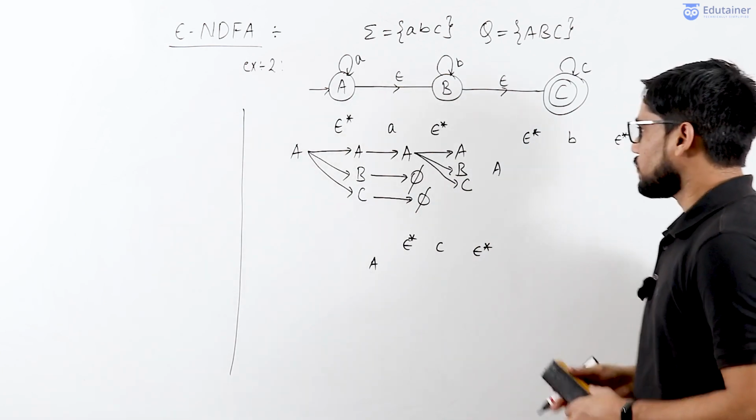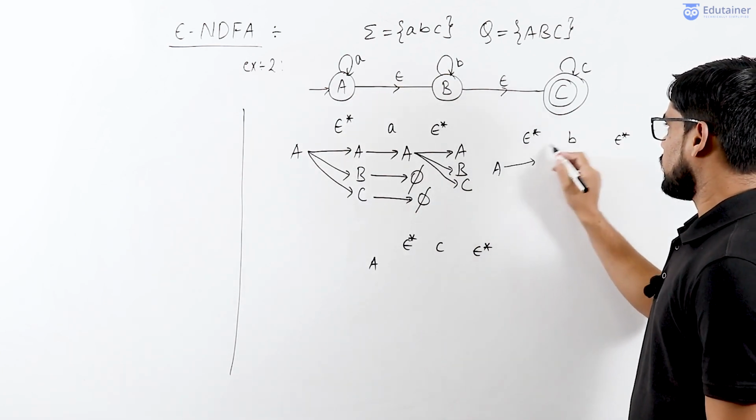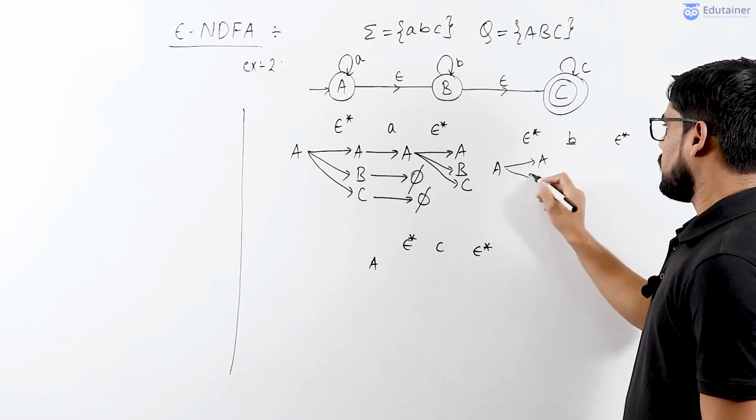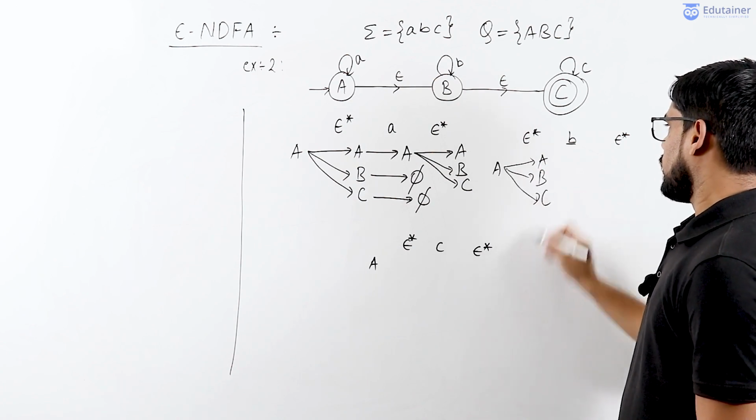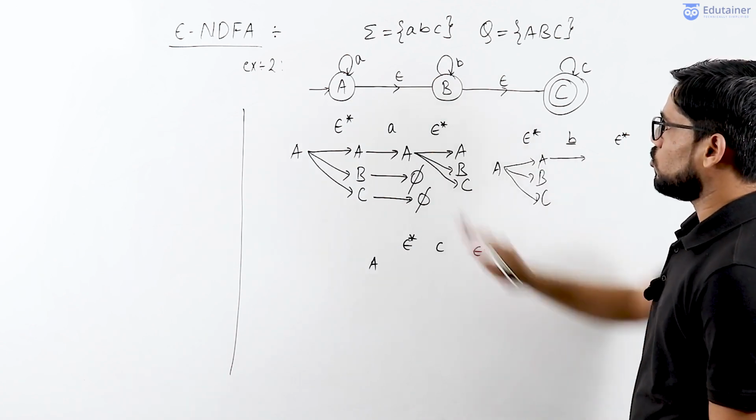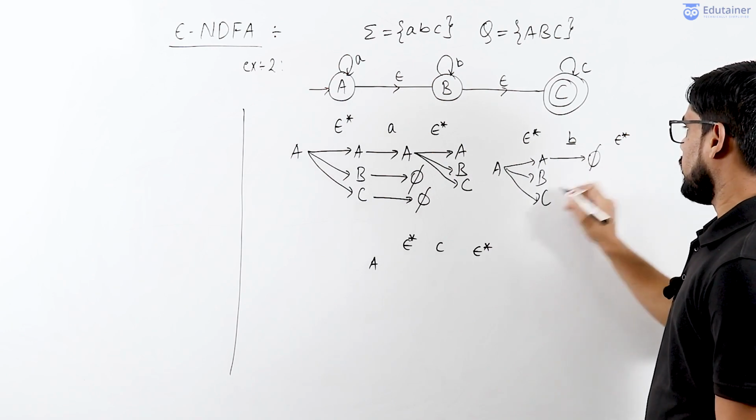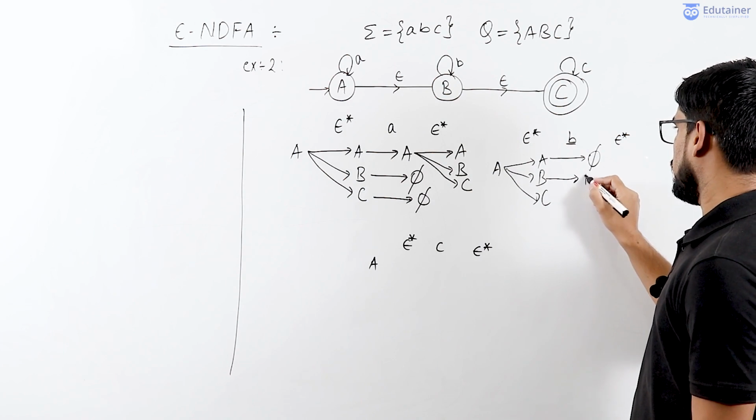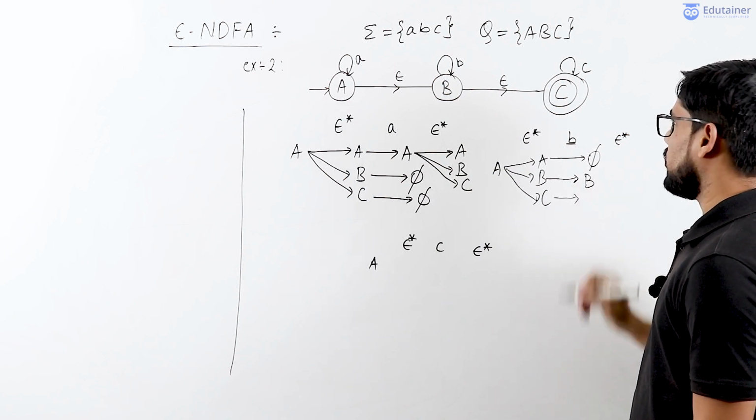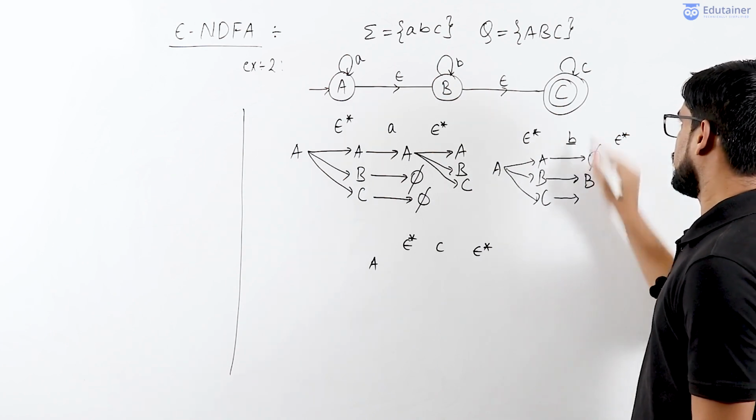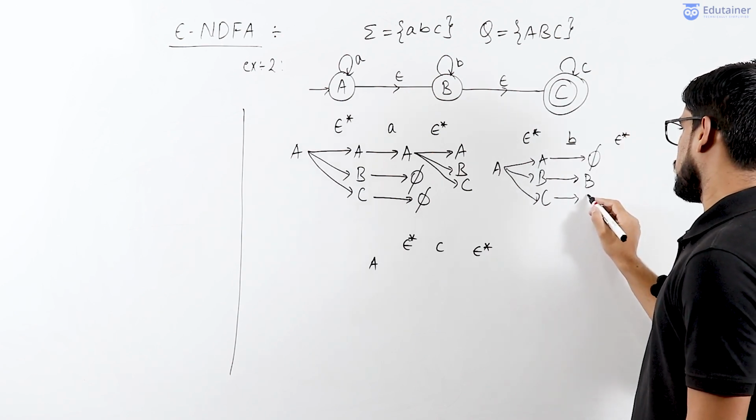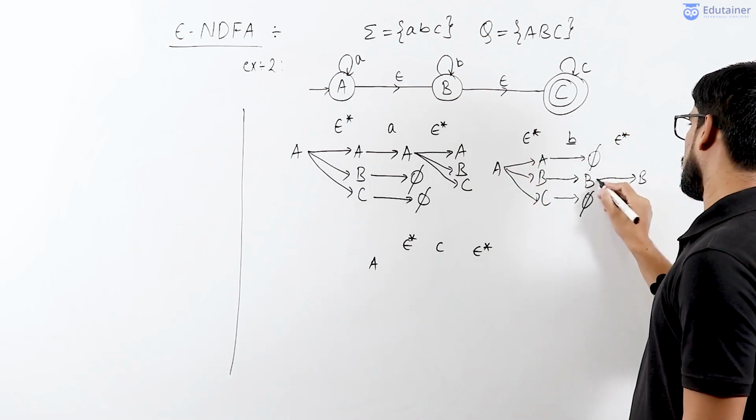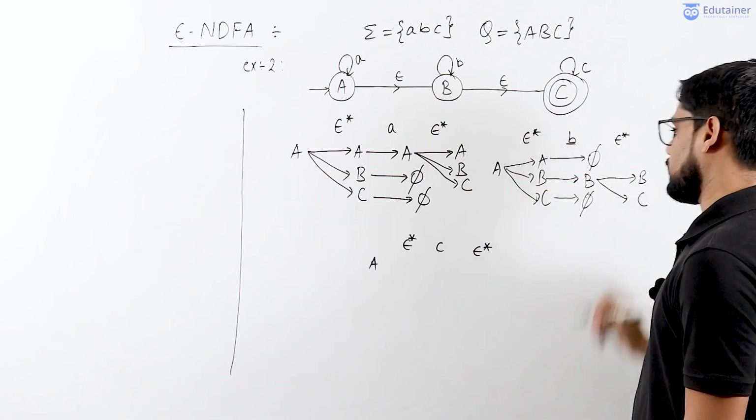Okay. Now A on epsilon star, consider this input alphabet b. A on epsilon star will go to A, B, C. A on small b, there is no move defined here, so I will write phi. B on small b, yes, there is a move defined here. B on small b will go to B itself. C on small b, there is no move defined here, so I will write phi. B on epsilon star will either go to B or go to capital C. Okay.